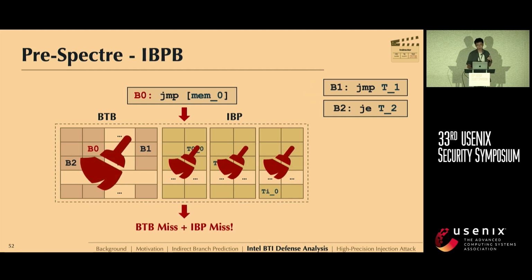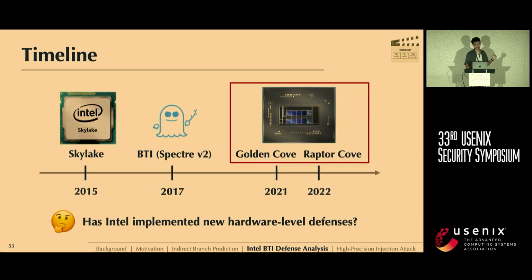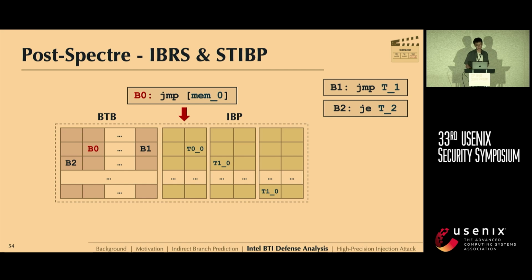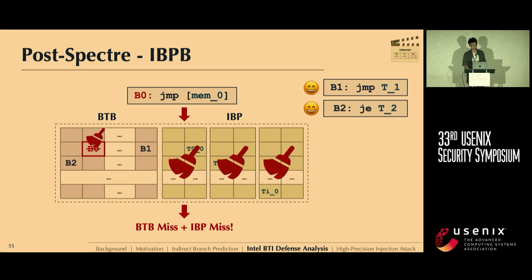For the IBPB, once triggered, it flushes both components entirely, which means invalidating all the entries. It also impacts the other 2 types. But for a post-Spectre CPU, has Intel implemented new hardware-level defenses? It turns out that they don't turn off the prediction. IBRS and STIBP only flush BTB entries for indirect branches, and it doesn't even flush IBP. This IBP entry remains. Prediction will continue once the BTB entry gets validated again. Why does IBPB choose to flush IBP?